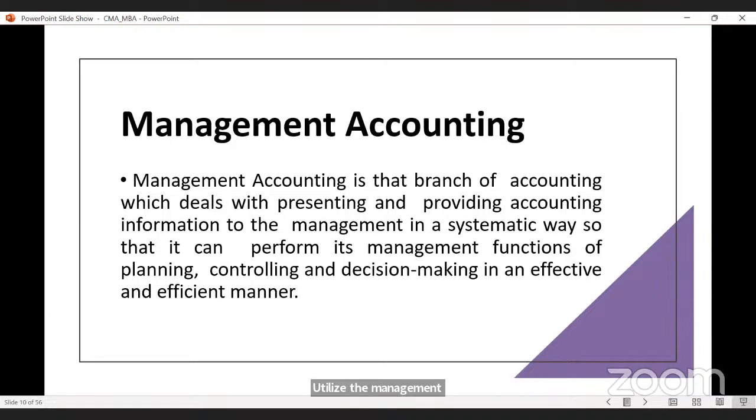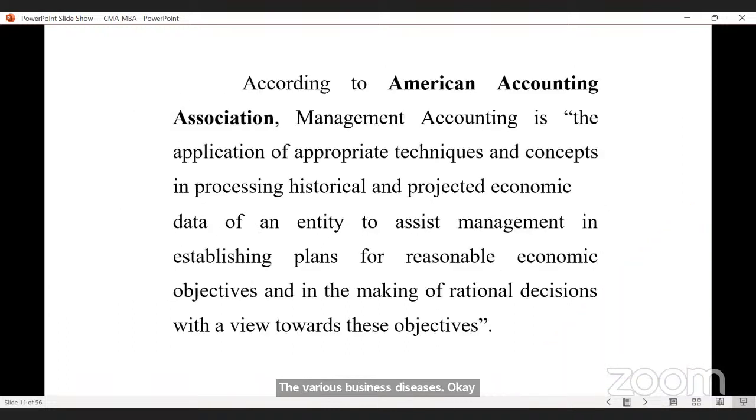As you know, management functions means planning, organizing, controlling, directing, staffing, reporting, budgeting, etc. The management uses these functions in order to take the various business decisions. So this is the definition given by the American Accounting Association about management accounting: the application of appropriate techniques and concepts in processing historical and projected economic data.